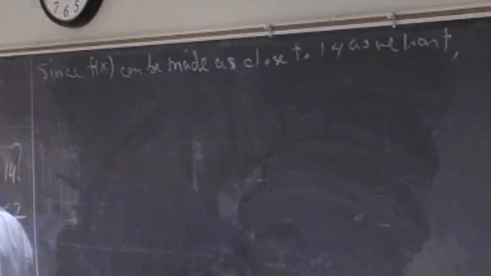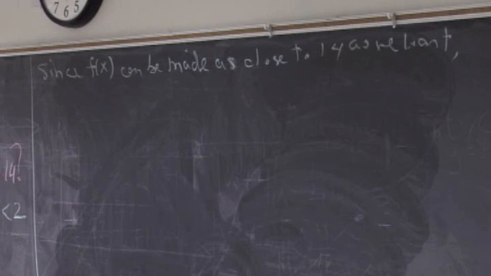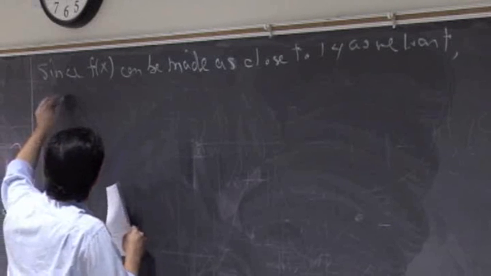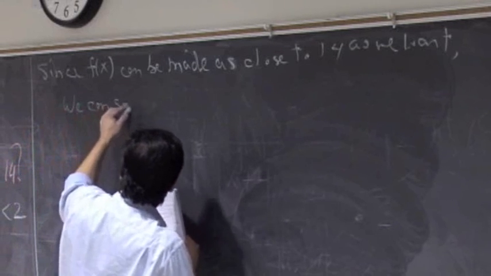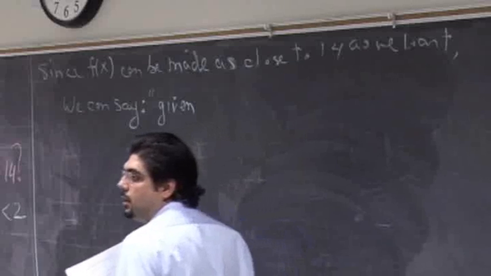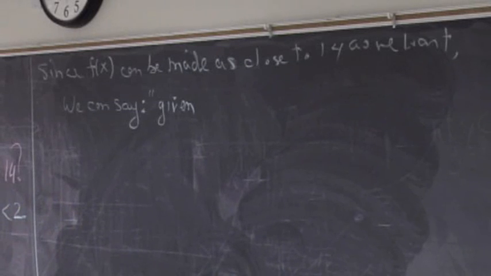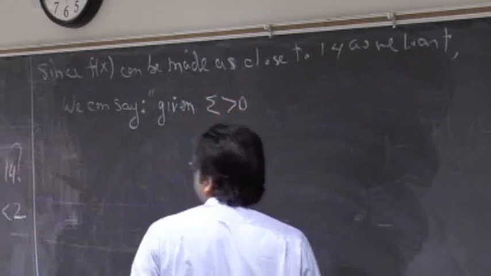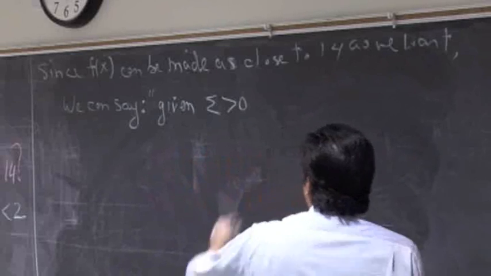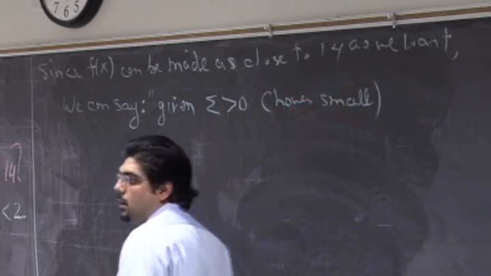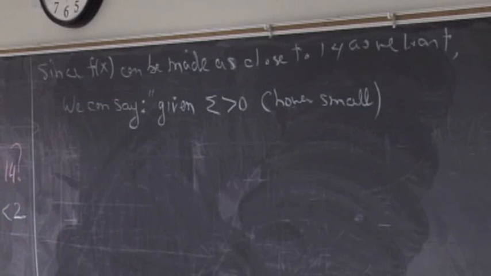Since f of x can be made as close to 14 as we want, then we can say this. Given a positive number, any positive number you want. Remember where I wrote anything? Now I'm going to give it a name. Given any positive number, however small you want, it's called epsilon. Doesn't really matter.